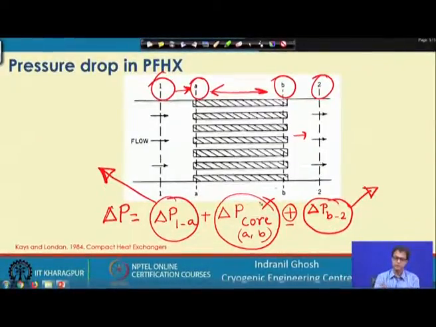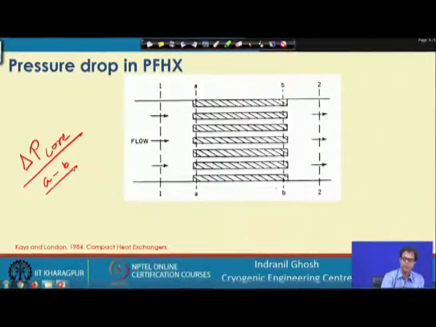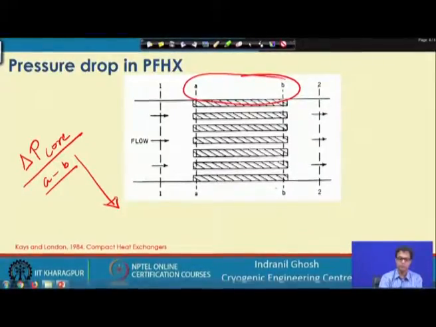And finally, this core pressure drop, we will have 2 terms for those core pressure drop. This pressure drop is in the core, between the region A and B, we have this core pressure drop. It will consist of 2 parts.